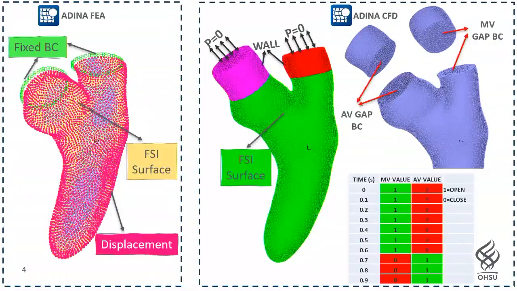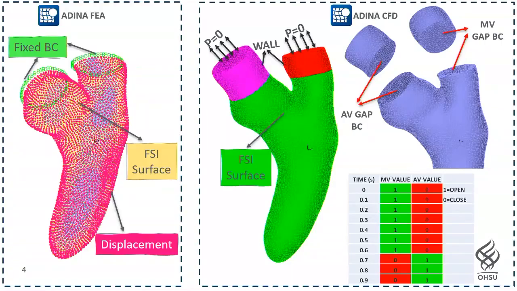Here is the finite element setup and CFD setup. On the finite element setup, the FSI interface surface is shown with the yellow surfaces. The pink dots represent the displacement boundary condition over time, and the green dots show the fixed boundary condition. On the right side, for the CFD side, we see 3 different fluid domains, and the green surface shows the fluid structure interaction. These surfaces are going to interact with the structural part.